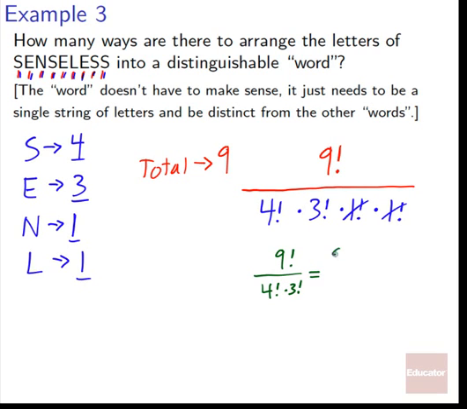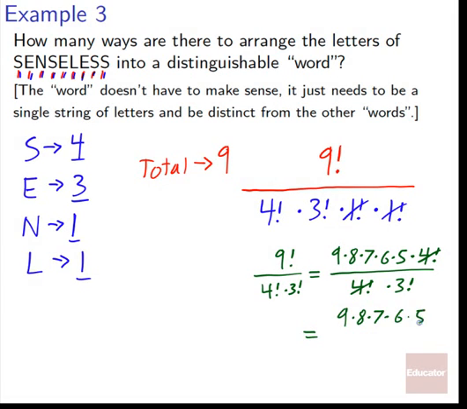So 9 factorial we can break down into 9 times 8 times 7 times 6 times 5 times 4 factorial, divided by 4 factorial times 3 factorial. Well, we've got a 4 factorial on the bottom and 4 factorial on top, so they cancel out. We've got 9 times 8 times 7 times 6 times 5 on top at this point. 3 factorial is 3 times 2 times 1, which is 6. So we've got a 6 on top and 6 on the bottom. They cancel out. So we're left with 9 times 8 times 7 times 5.